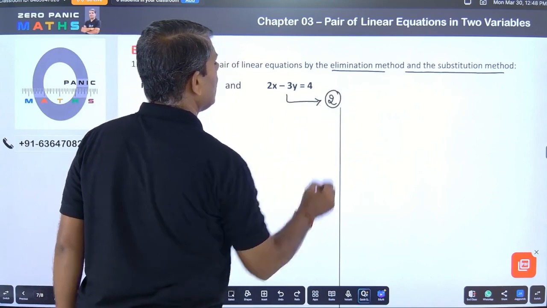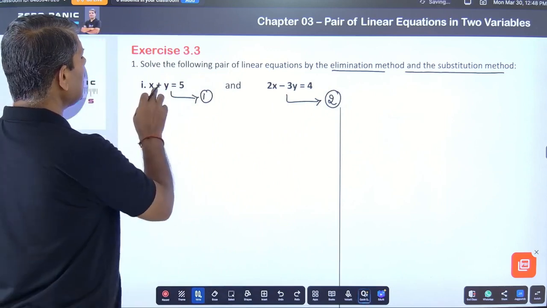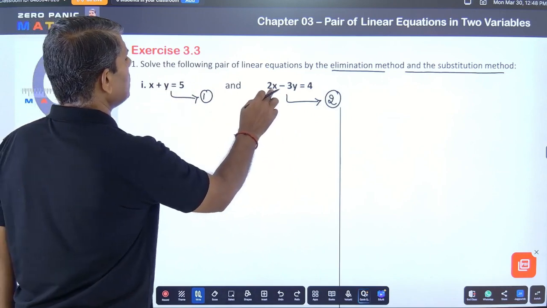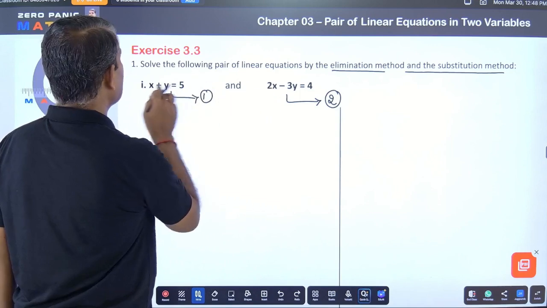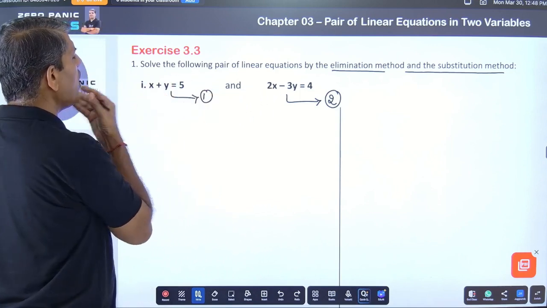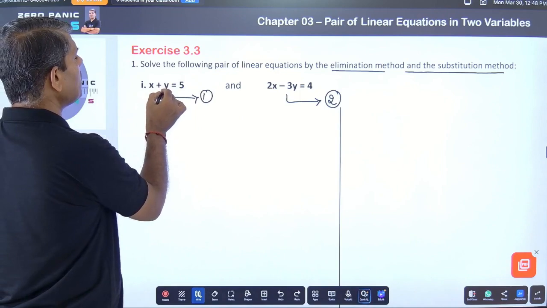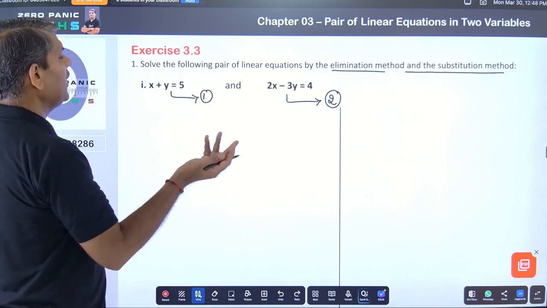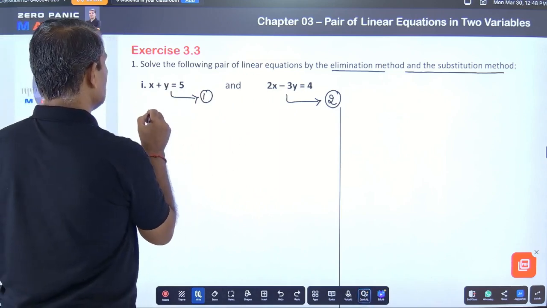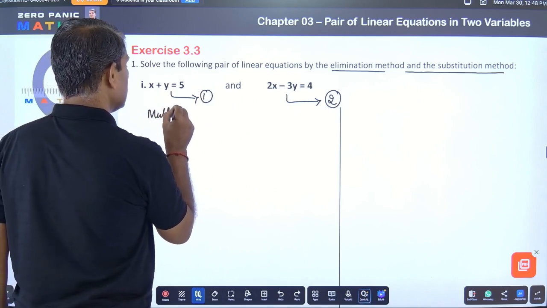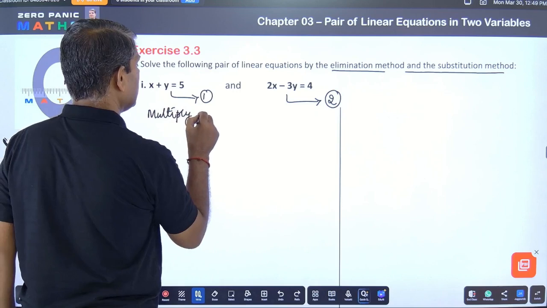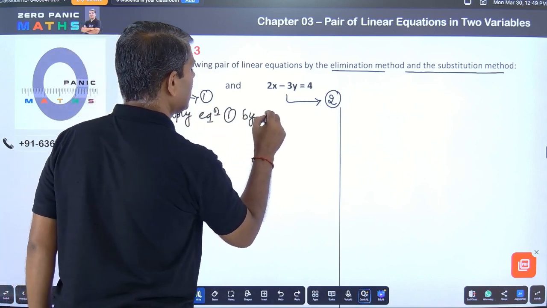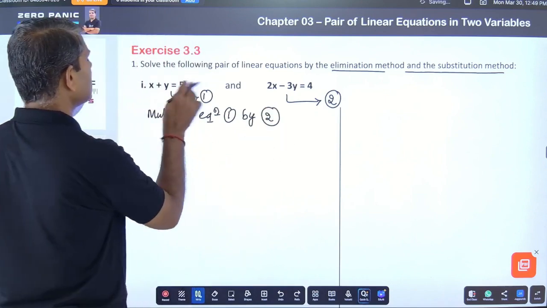By looking at equation 1, if you multiply equation 1 by 2, it gives me x value as equal to each other. Or you can multiply equation 1 by 3 also, so that you will get y value as equal. Anything you can do. Now let us multiply equation 1 by 2, and let us cancel x first.